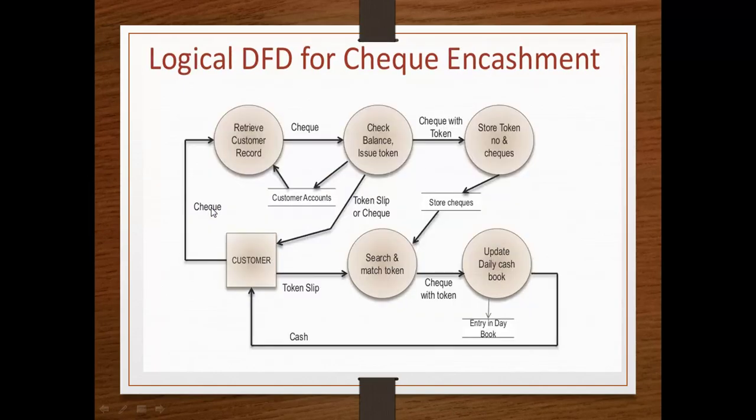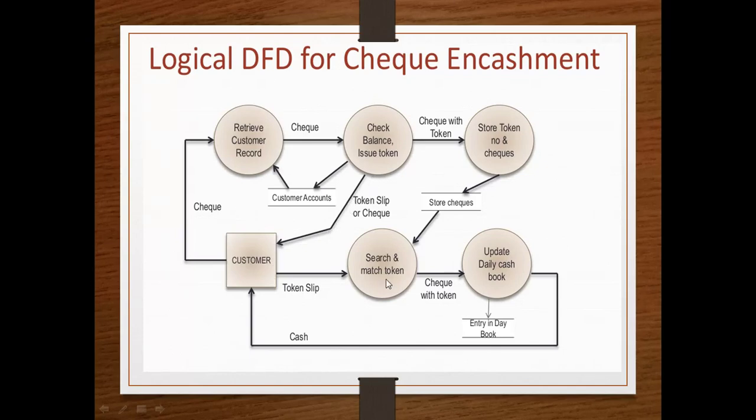This is physical. Let's talk about logical. Logically, the customer is here. The customer searches, takes the check, and the customer's records are retrieved, then checked against the balance, and the token is issued to the customer. It will retrieve the customer account and check the balance. Then a token slip or check is generated.